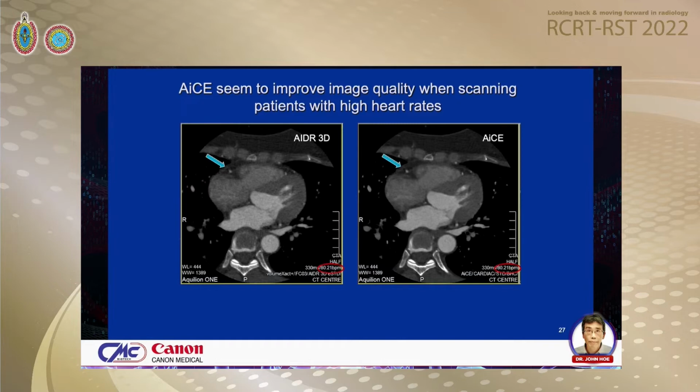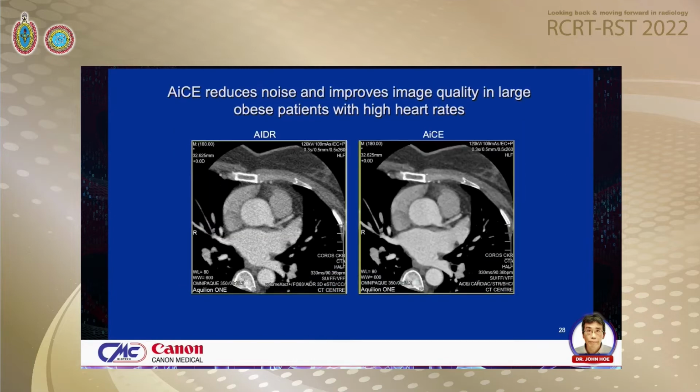AICE appears to improve image quality when scanning patients with high heart rates. This is a patient with a heart rate of 80, and you can see the image quality appears to improve, and also reduces noise and improves image quality in large obese patients with high heart rates. This is a patient with a heart rate of 90 beats per minute, and you can see the image quality with this image reconstructed using iterative reconstruction and using AICE.